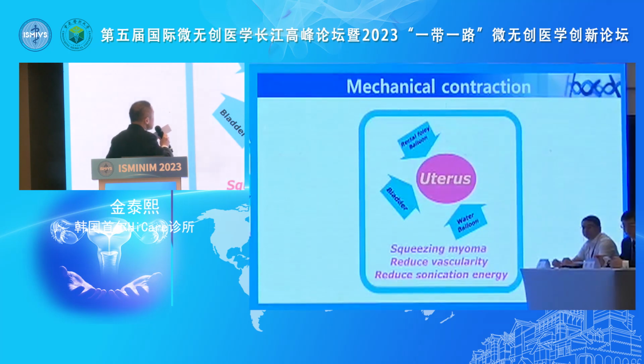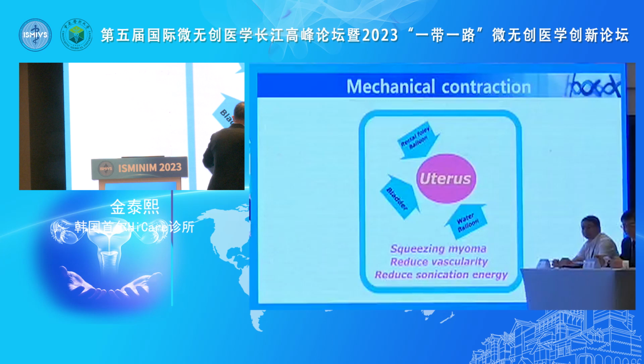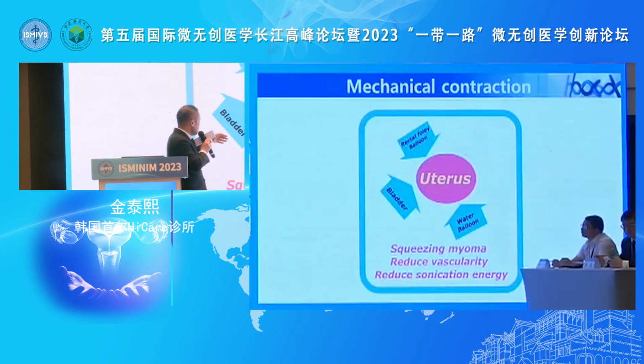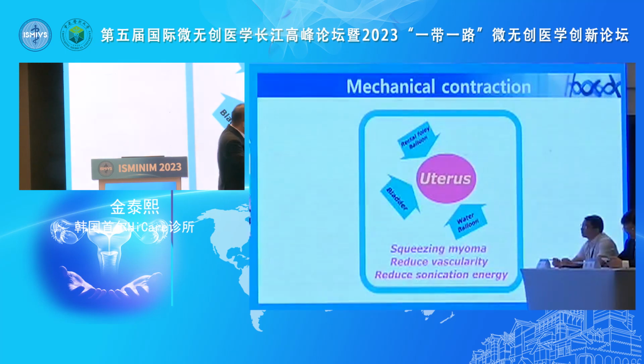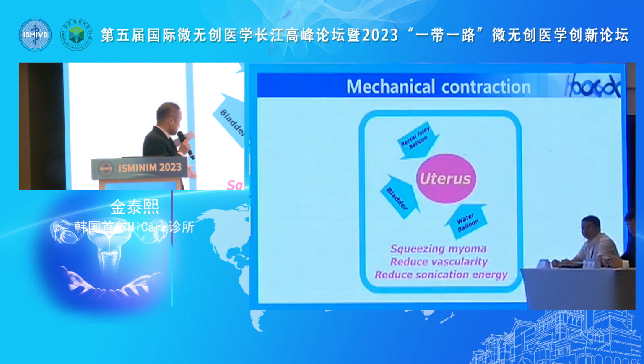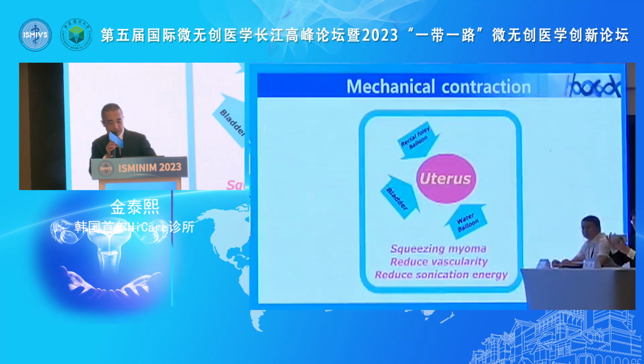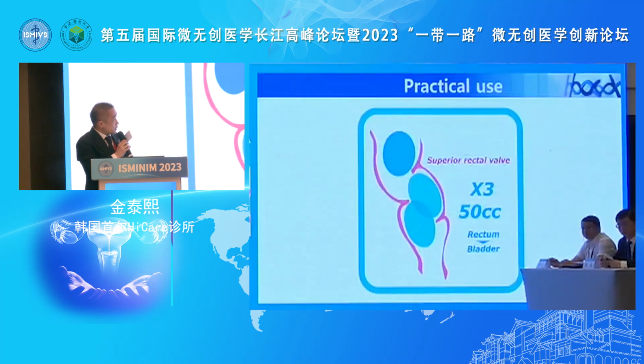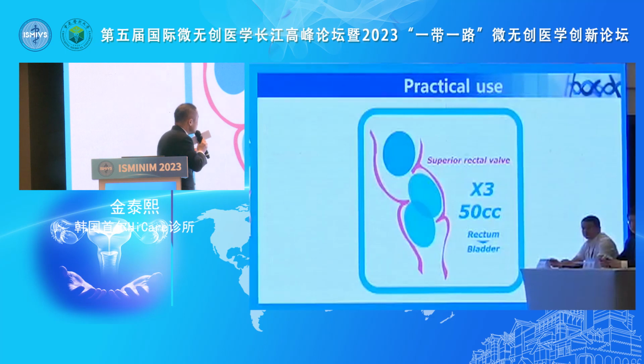Another benefit is mechanical compression of the uterus. When we treat the uterus, we usually inflate the bladder and use a water balloon on the abdominal wall. And with one more balloon, the rectal Foley catheter balloon, think about this three-direction water balloon compression of the uterus. With these three balloons, we could squeeze the uterine myoma, reduce vascularity, and reduce the sonication energy. For use, usually I use three balloons.